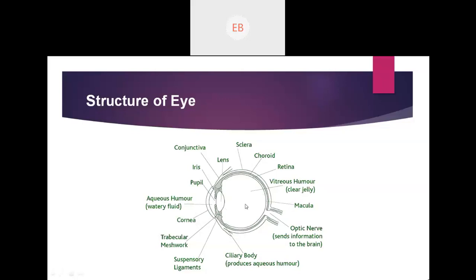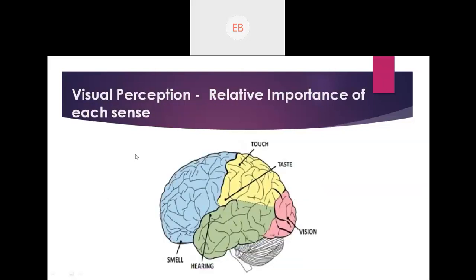Okay, and then we have a blind spot in the eye. What is this blind spot? This is entirely deprived of light receptors, rods and cones. Then we have visual perception, which is the relative importance of each sense. That is, we have to know the relation of the importance of each sense in the brain.